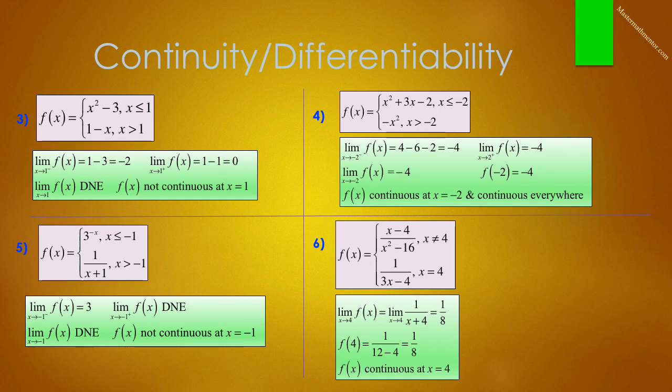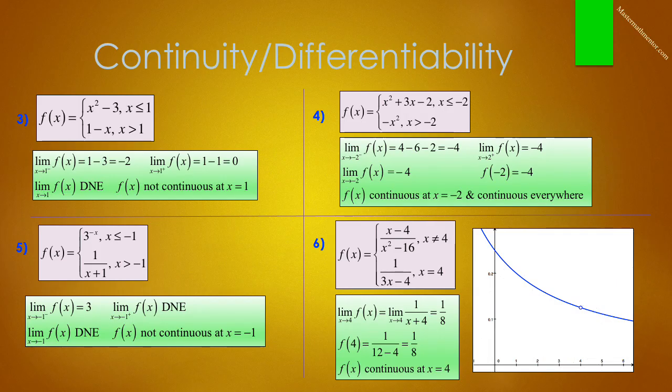Number 6 reads f of x is equal to (x minus 4) over (x squared minus 16) if x is not equal to 4, and 1 over (3x minus 4) if x does equal 4. We start with the limit of f of x as x approaches 4. We can factor x squared minus 16 to get (x plus 4)(x minus 4). The x minus 4's cancel, so we're left with the limit, as x approaches 4, of 1 over (x plus 4), which is 1/8. f of 4 uses the bottom piece, which is 1 over (12 minus 4), which is also 1/8. So therefore, f of x is continuous at x equal to 4.